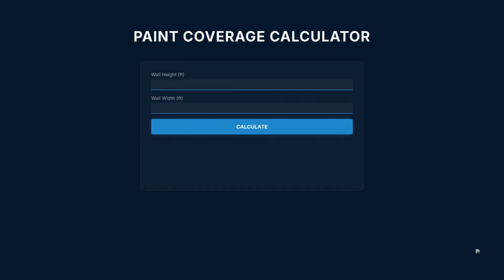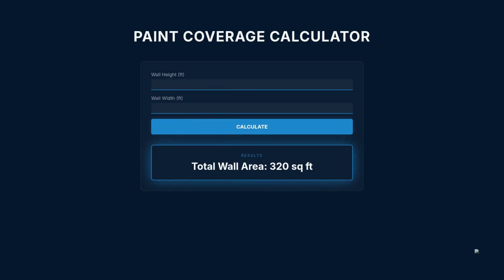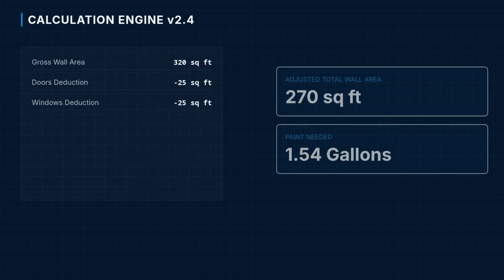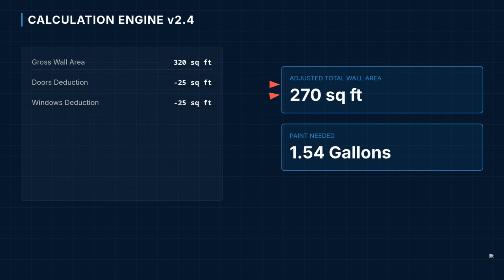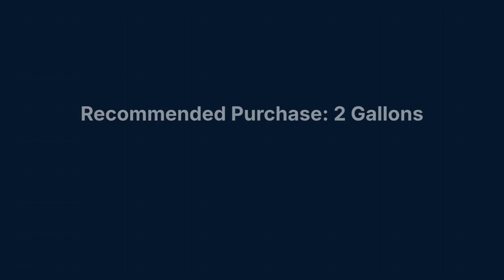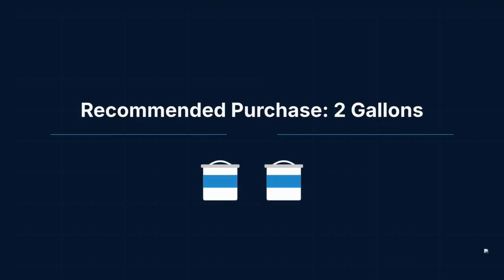After clicking Calculate Paint Needed, the results show total wall area of 320 square feet before deductions. The adjusted total wall area is 270 square feet after subtracting door and window areas. Paint needed shows 1.54 gallons, which rounds up to 2 gallons you should purchase for complete coverage.